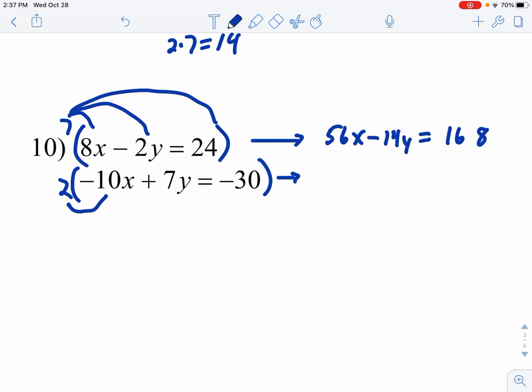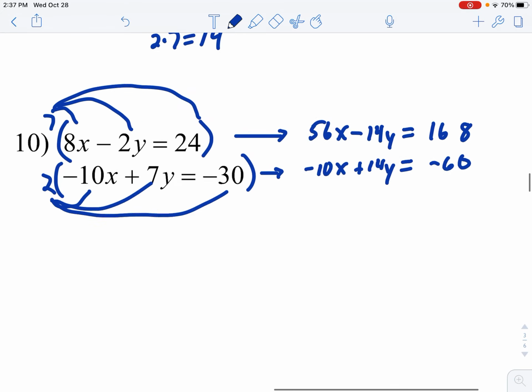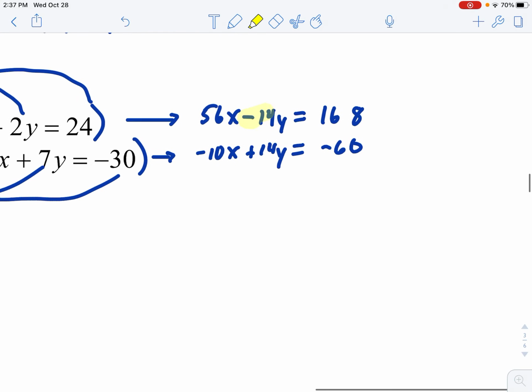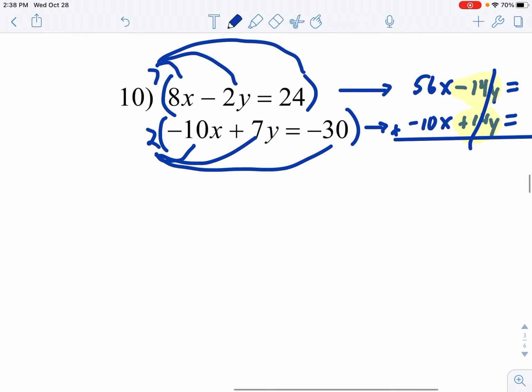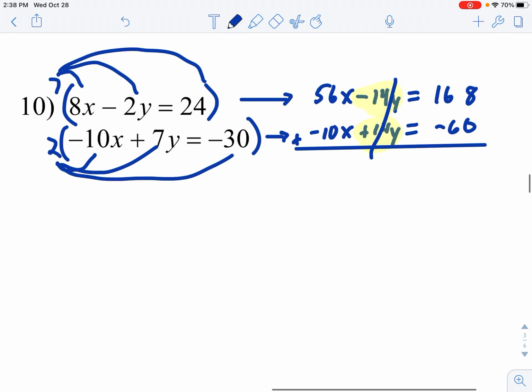Distribute the 2 here, we get negative 10x. Here, plus 14y. Here, negative 60. Now we have minus 14y plus 14y. When I draw my line, put a plus sign, and start working this out, those will cancel each other out. The only way to make that happen was to multiply both equations by different numbers.